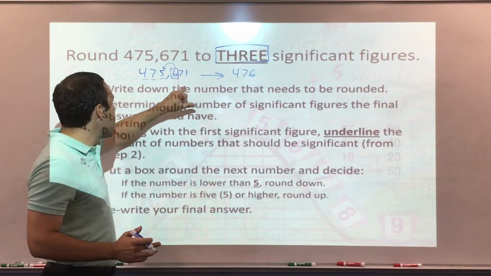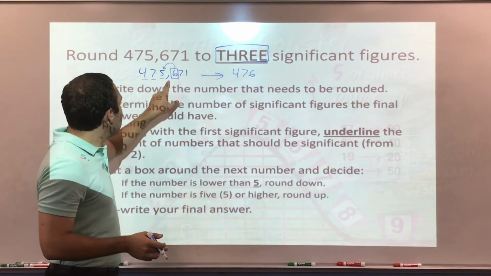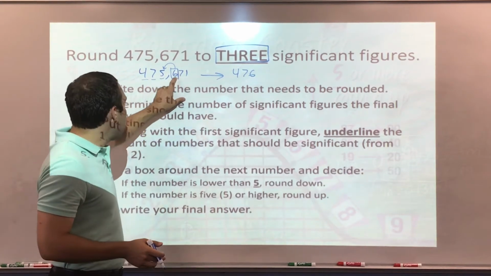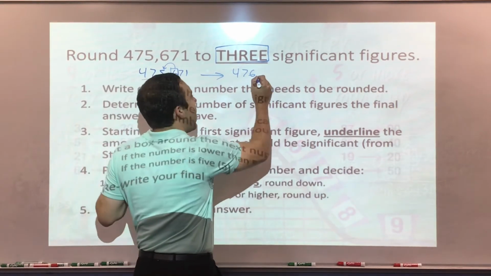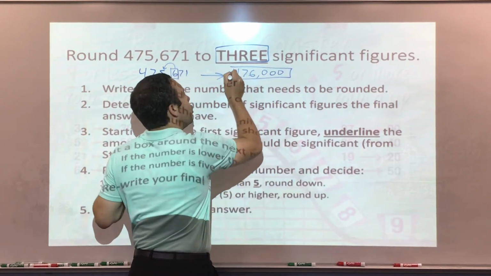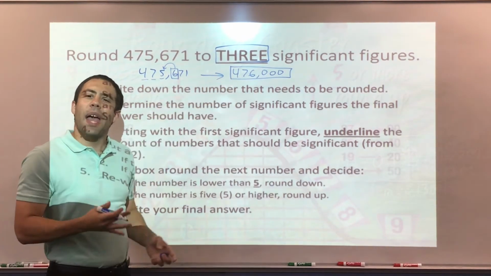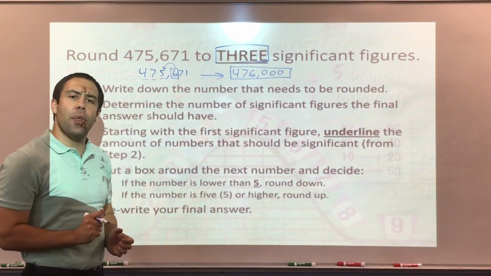476 is a much different number than 475,671. So these 3 numbers, the 6, the 7, and the 1, now become zeros. And we just finished step 5, rewrite our final answer, and we'll put a box around it to show that it is our final answer.